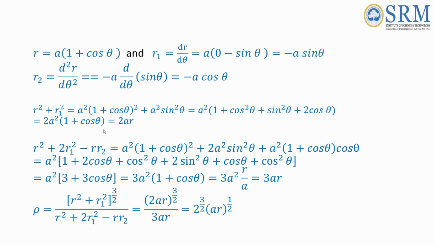Now to find the denominator, you calculate r square plus 2r1 square minus r2. Replace r1, r2, and then expand it. After expansion, we are having 3a square into r by a, that is equal to 3ar. So the numerator is 2ar and the denominator is 3ar. After replacing this expression in the rho formula, that gives 2ar power 3 by 2 whole divided by 3ar, that gives 2 power 3 by 2 into ar power 1 by 2.